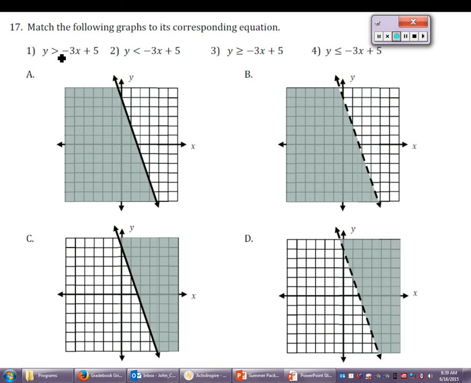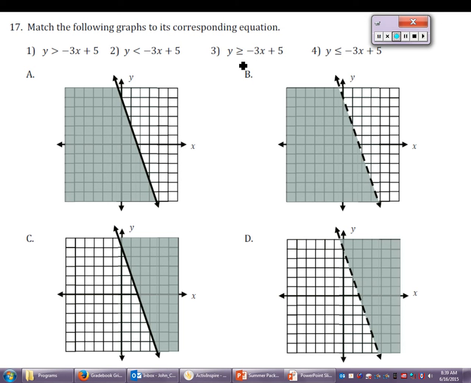This one is y greater than negative 3x plus 5. This is y less than negative 3x plus 5. Over here, notice the difference. I have an equal sign on both of them. Consequently, problems 1 and 2 are going to go with graphs B and D. Dashed lines imply strict inequality. Solid lines imply equality along with the inequality.